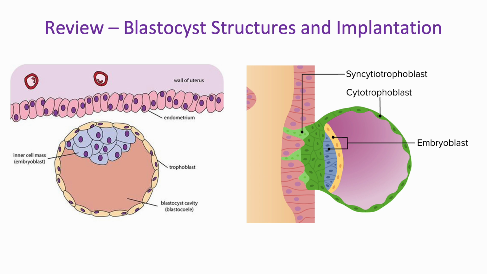In order to think about the development of the bilaminar and trilaminar disc, we first need to go back and do a quick review of where we're at in development. Around the end of week 1, we have formed a blastocyst, which is made up of the trophoblast and the embryoblast, which is that inner cell mass, and we have the blastocystic cavity.